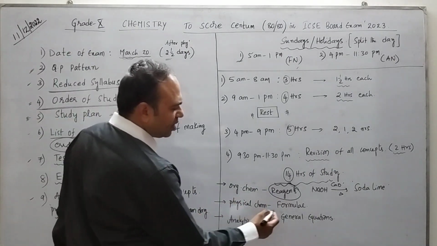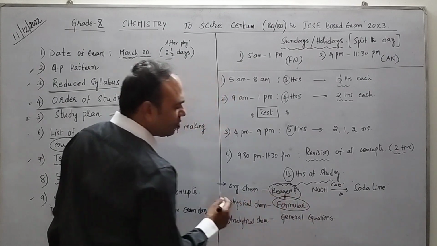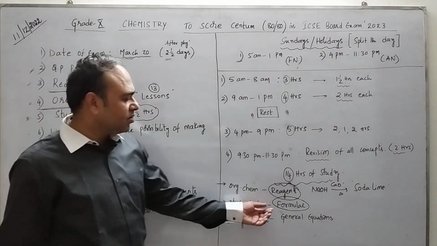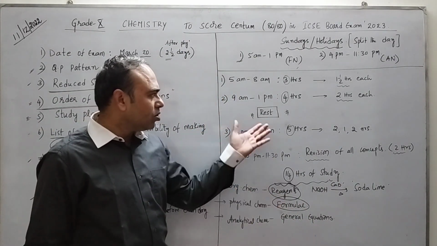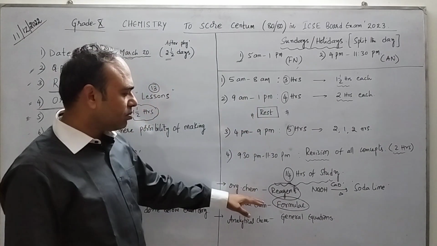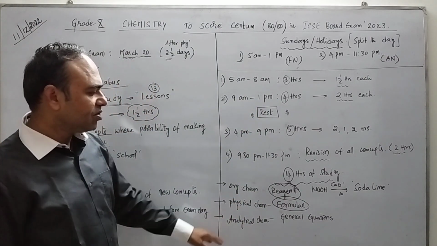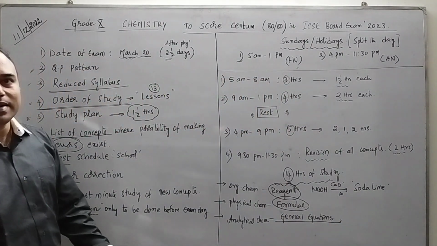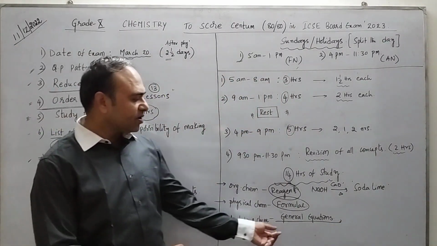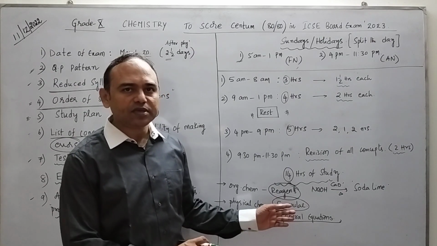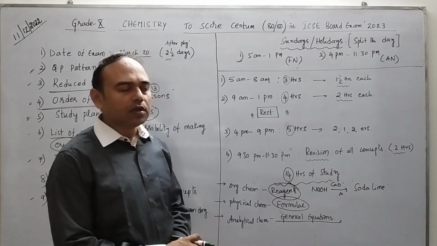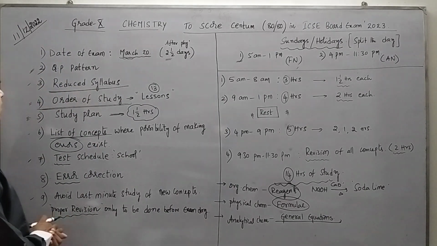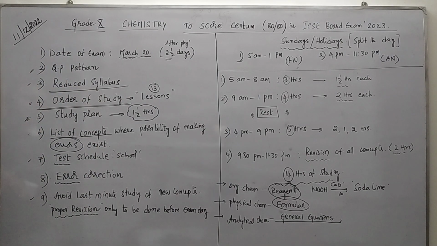Next, in physical chemistry, don't try to solve the problems. First make a formula list, like for example in mole concept and all, you can make the formula list. And analytical chemistry, don't practice with the equations, directly taking examples. We need to first write the general equation. So general equation is applicable to any example. So hope you have understood the next one, that is about your study plan.